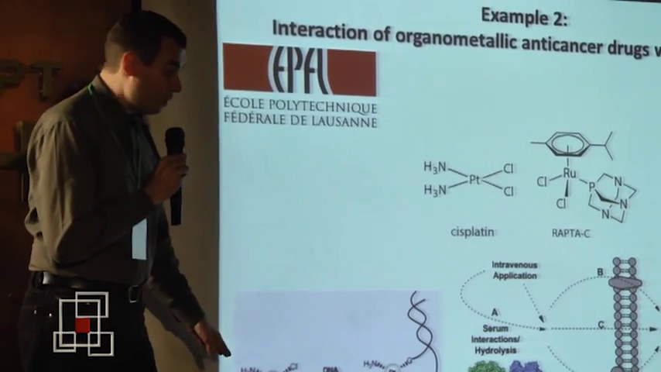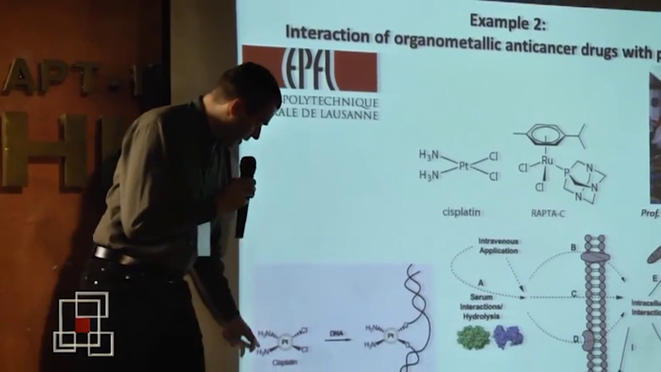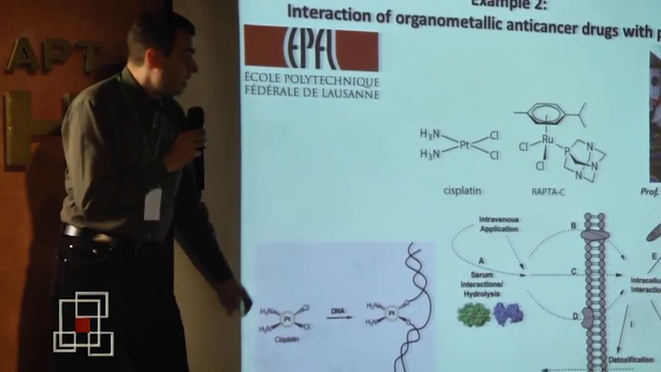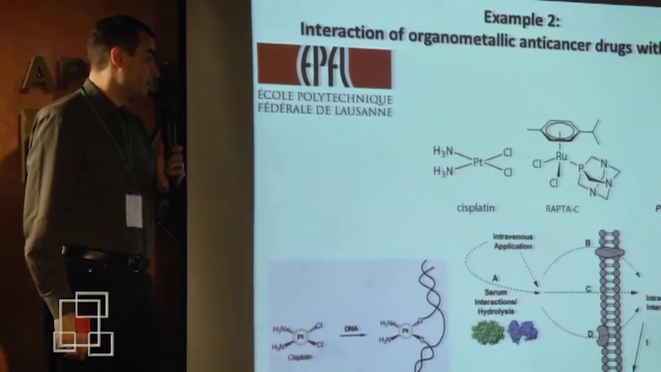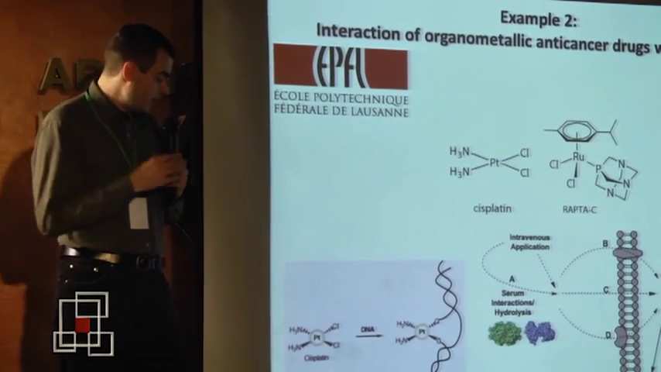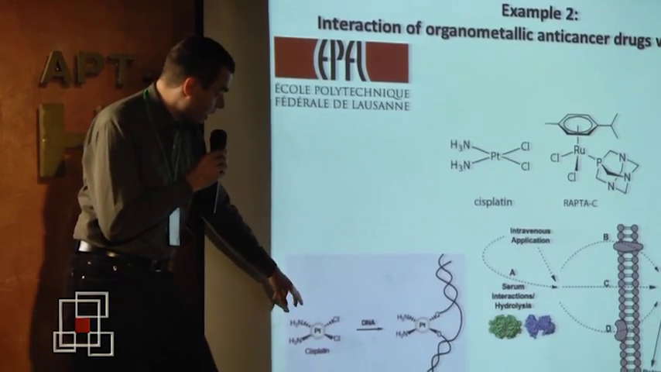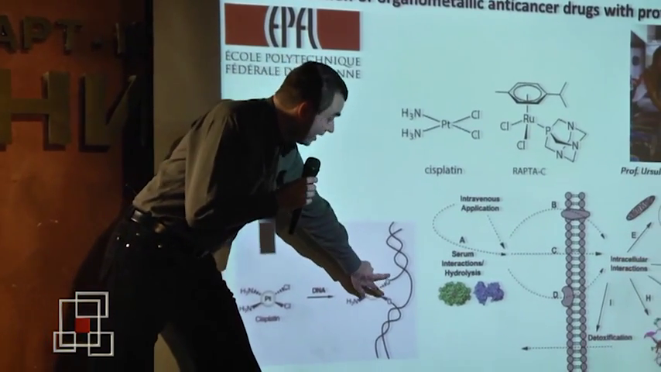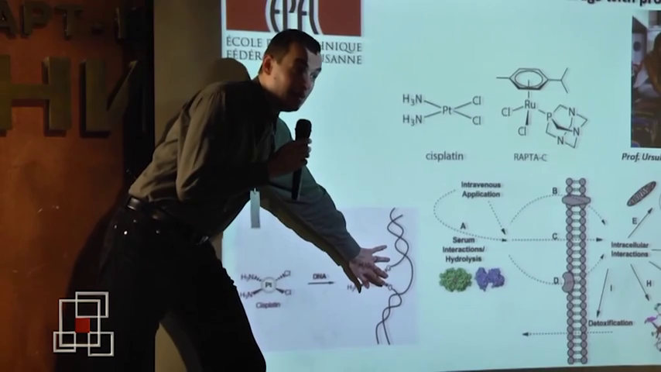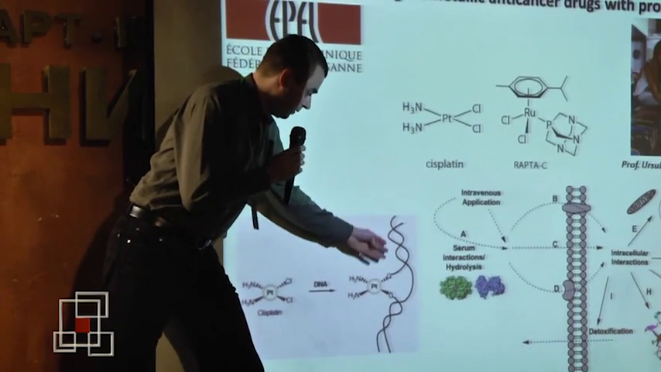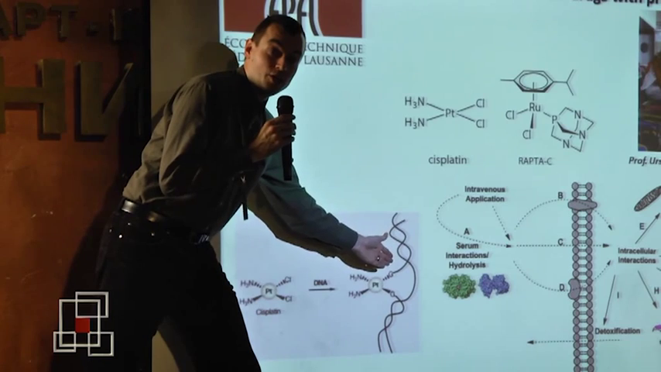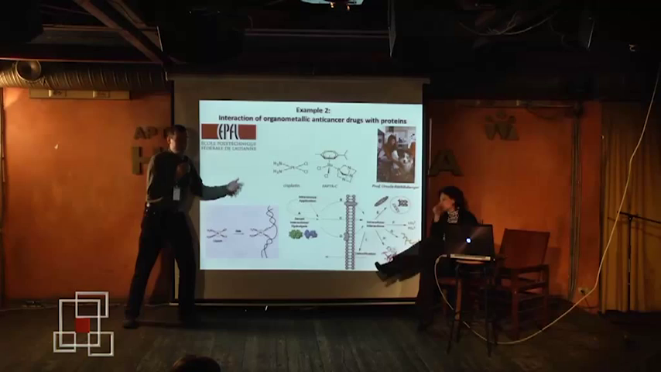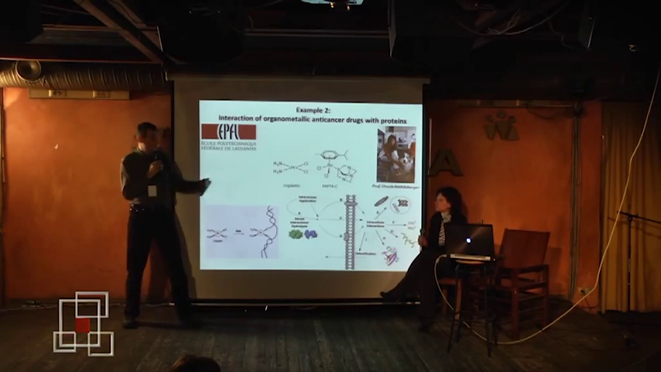Organometallic drugs, maybe you have heard of cisplatin, which is the first drug for chemotherapy. You know chemotherapy? Yeah, chemotherapy. So cisplatin was the first such drug. It interacts with DNA, it binds to DNA, and it stops replication of cells. So the cancer cells can no longer multiply.